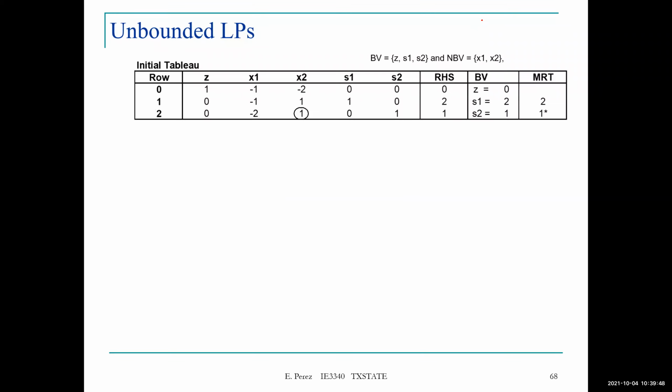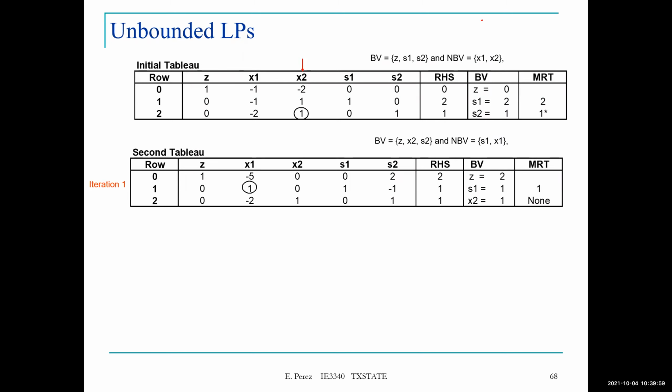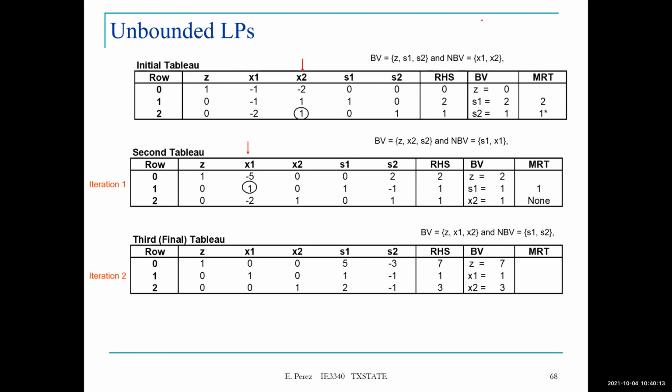So for example, we look at this problem. We know X2 is entering after iteration 1. The second tableau, we make X2 part of the basics. X1 is going to enter. Iteration 2, we have this result. And now you see there's still a negative coefficient here. S2 has a negative coefficient, so we have to enter S2.